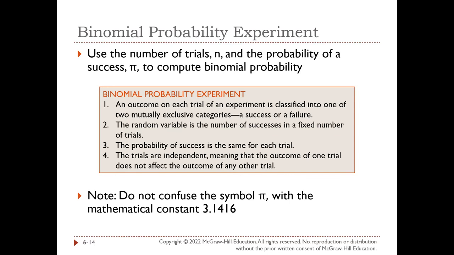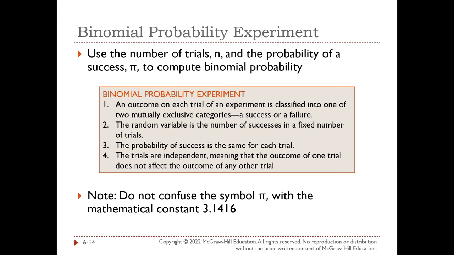We're about to get a lot of fun. So use the number of trials n and the probability of success, pi, to compute binomial properties. Really, the Greek letter pi is used to denote a binomial probability parameter. The formula to compute binomial probabilities we're going to get to in just a sec, but don't confuse it with the mathematical constant, the 3.14. They're just using the symbol.